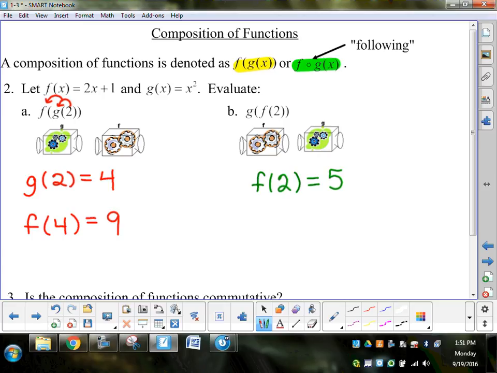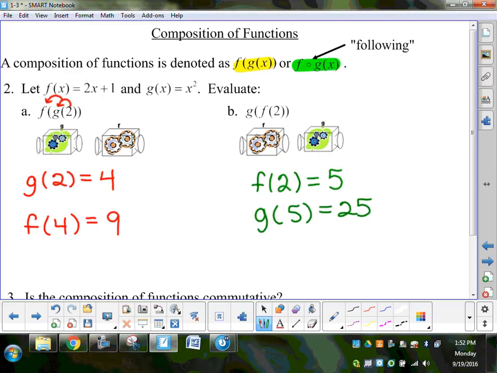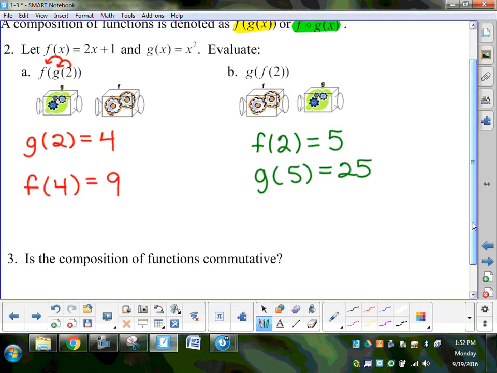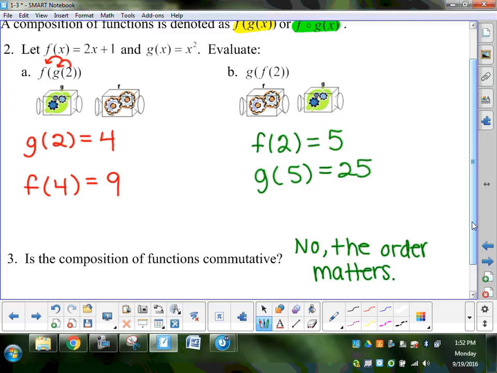Teresa H., what would you do next? Now, g of 5, and I get 25. Is this commutative? Does the order matter? Yeah. So is the composition commutative? We would say no. The order matters. Questions on that?